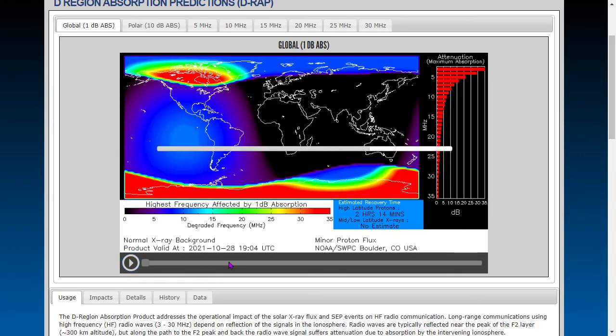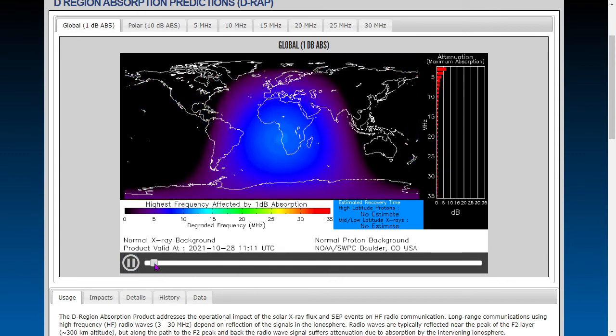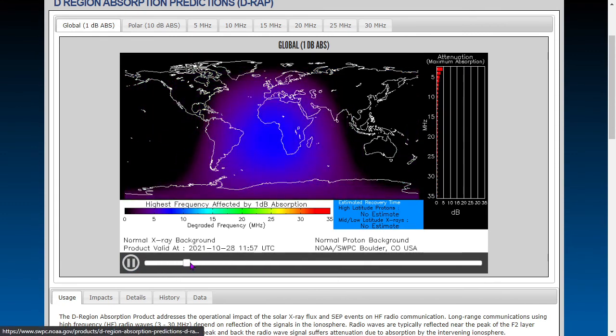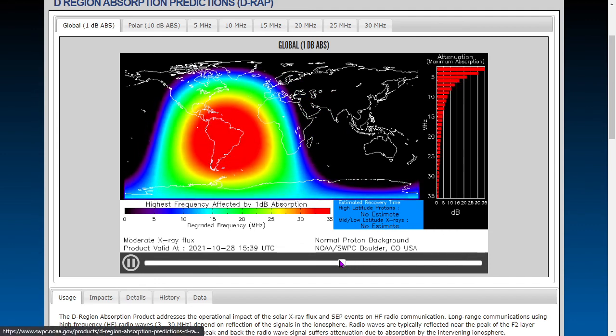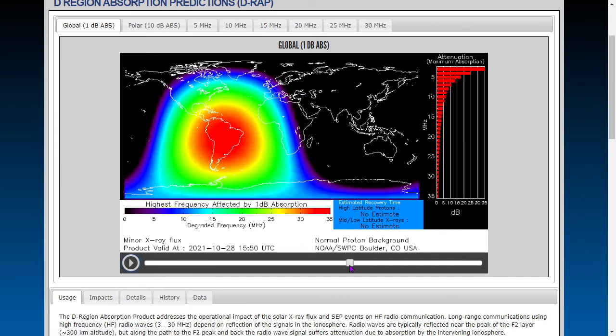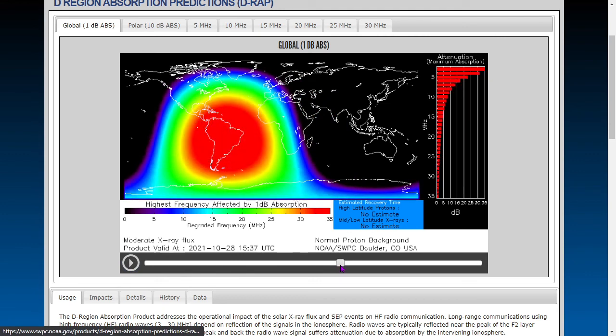So here's the radio blackouts that have been going on today. You can see a bunch of flares, and then kapow, South America especially, getting kaplastered. Half of the Atlantic Ocean, and about 1/5 of the Pacific Ocean. The entire continent of South America would have had a high-frequency blackout there.